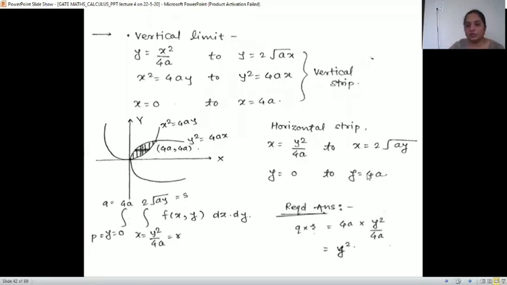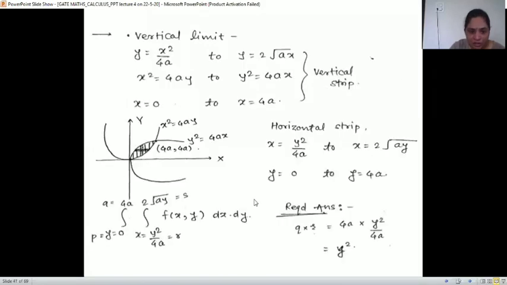So y is 0, y is 4a, right? And then the new integral becomes, we'll first write the integral with limits of x, that is x is y square by 4a to x is 2 root ay, and then the constant outside, that is 0 to 4a with respect to y. This is your function, and these are limits of x. So with respect to x first and with respect to y later, right?